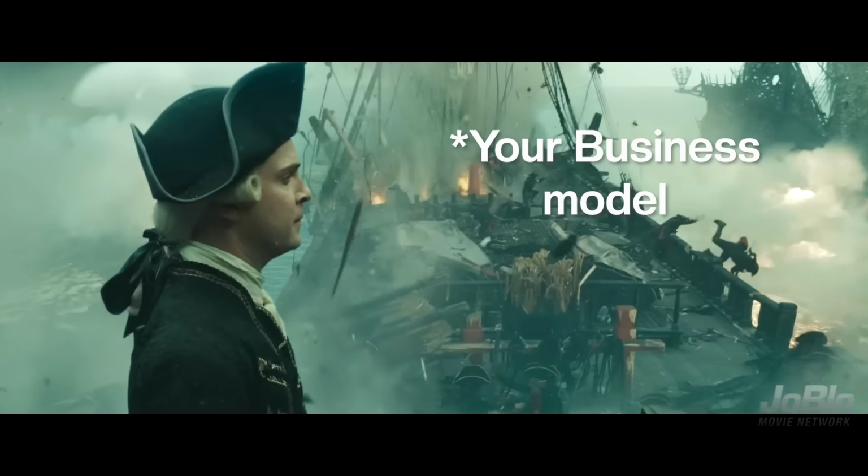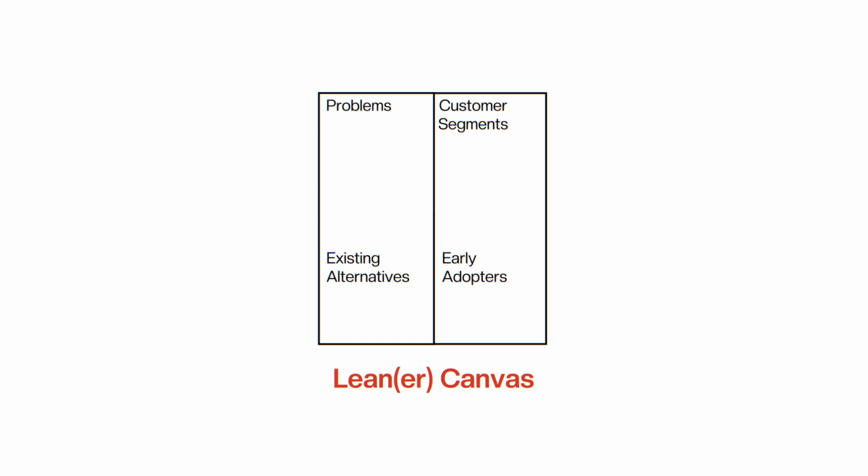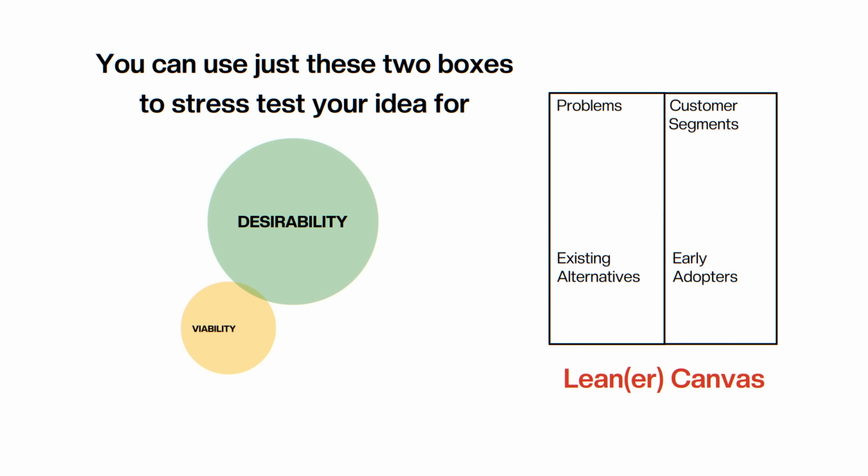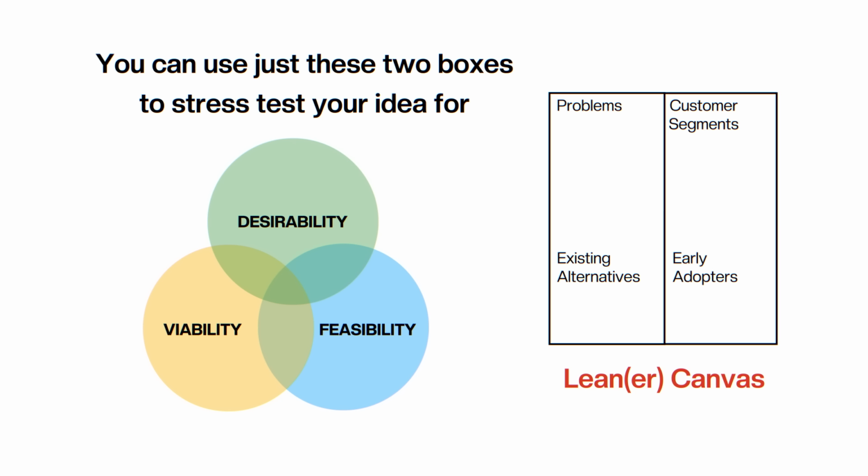If you get these wrong, everything else on your business model falls apart because you end up describing a solution that nobody wants, and even if you build it, no one buys it. Your business model at that point is doomed. I'm going to show you some real-world examples of how successful startups filled out these exact boxes at the end of the video, including companies that are now worth billions. But what's even more powerful with the Leaner Canvas is that you can use these boxes to also stress test your idea for desirability, viability, and feasibility in under 5 minutes.